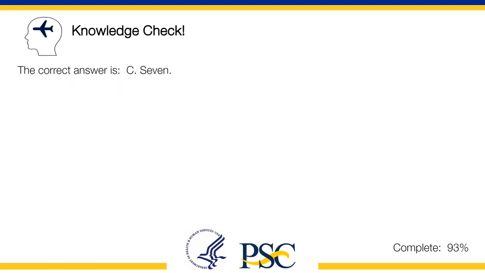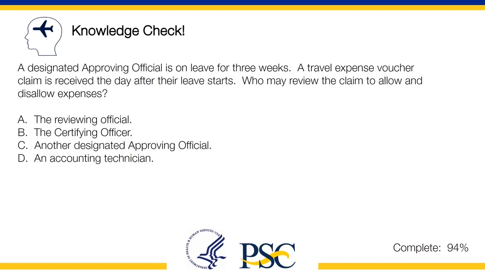The correct answer is C. 7. A designated approving official is on leave for 3 weeks. A travel expense voucher claim is received the day after their leave starts. Who may review the claim to allow and disallow expenses?